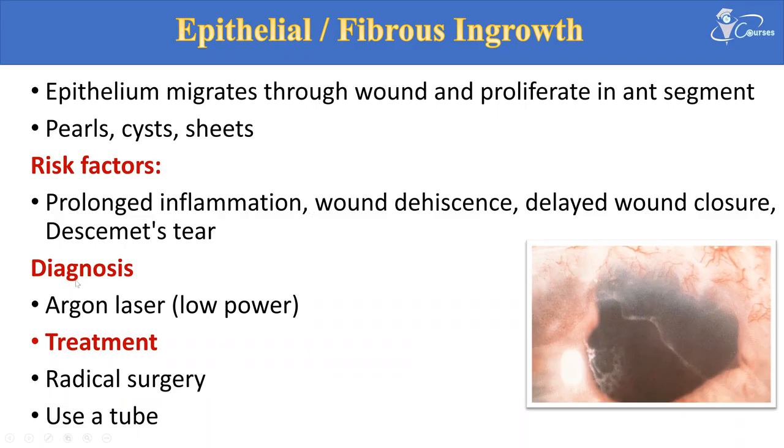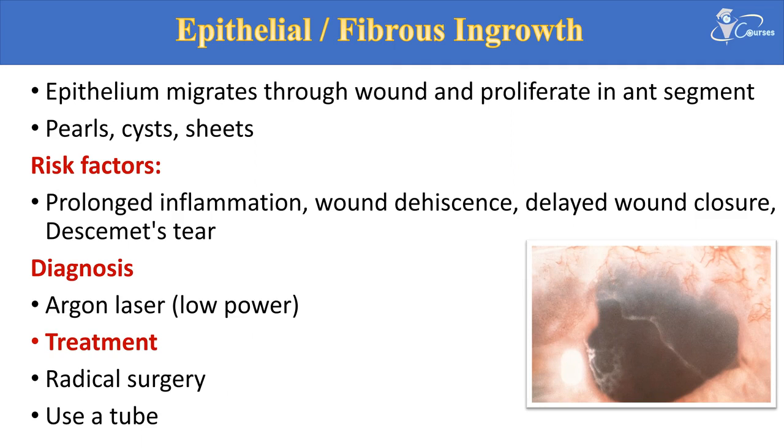The diagnosis for this condition was asked before in the clinical exams: how we diagnose epithelial or fibrous ingrowth. It will be by argon laser. By doing mild, low-power laser burns over this membrane, this will result in whitening. If you are suspecting a patient with epithelial downgrowth and you do this low-power argon laser and find there is whitening or blanching of the membrane, this means that this membrane is epithelial ingrowth.